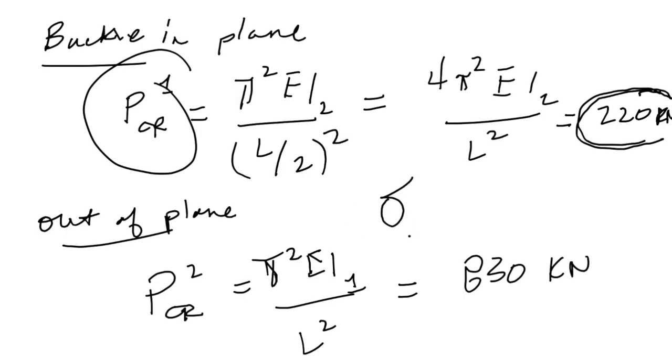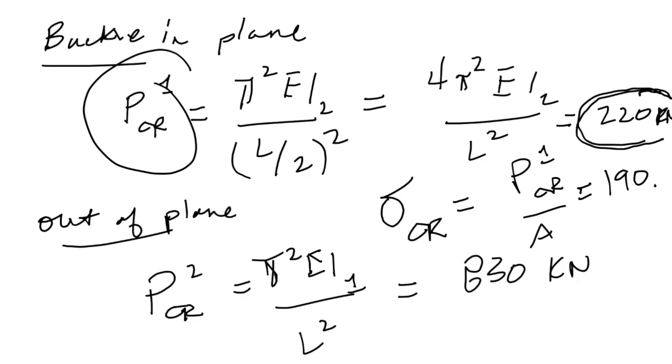And then if you wanted the critical stress, it would be just P critical 1 divided by the cross-sectional area, which in this case is 190 megapascals. So we're well below the plastic limit for this material.